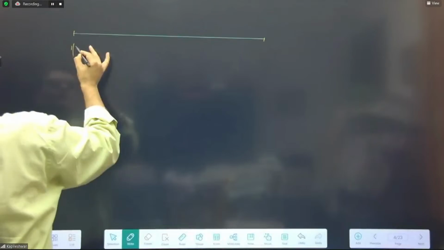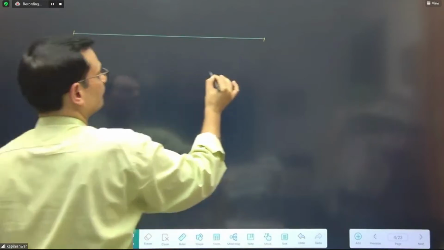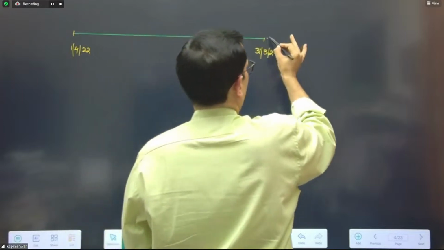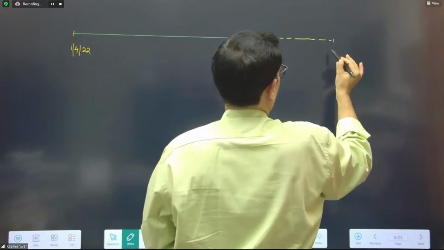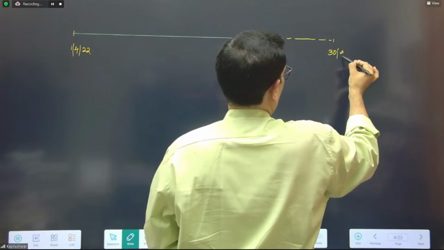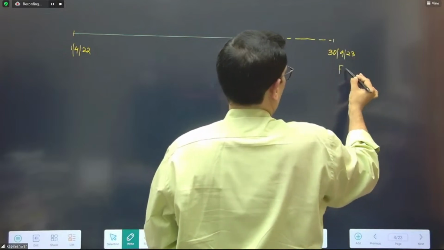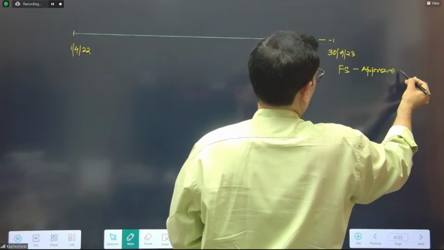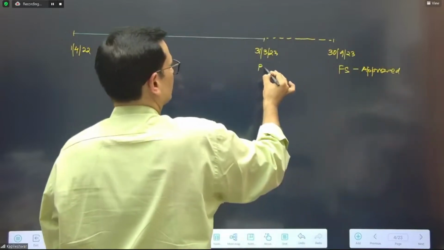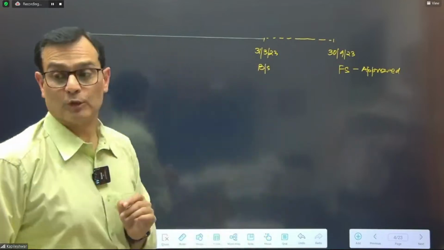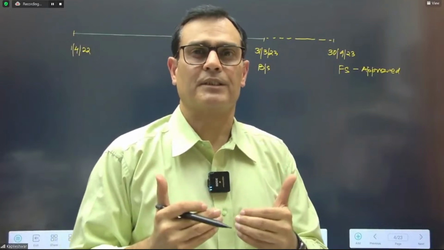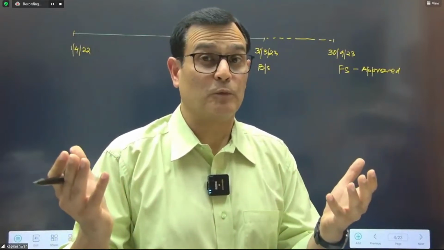In this example, let's consider the financial year is April 22. Let's say it ends on March 23. And let me draw a dotted line and consider 30th September 23. This is the date when the financial statements are approved by the board of directors of the company, and this is the balance sheet date. Okay, so let's give you some facts. As I give the facts, try to decide things as well. Maybe you can decide it very well.